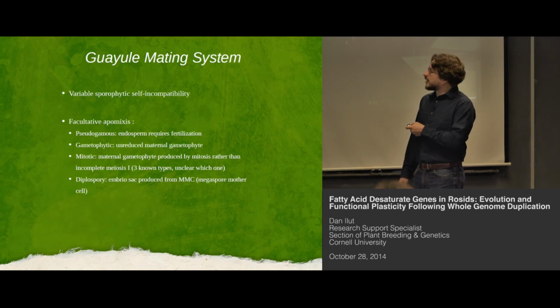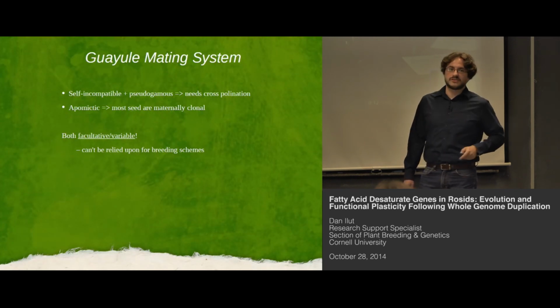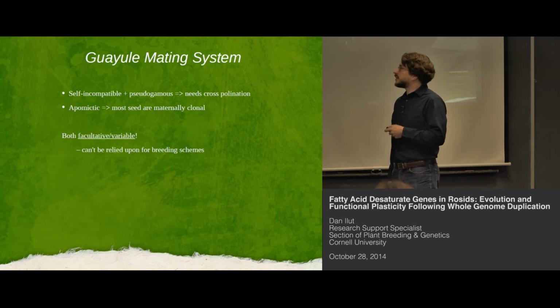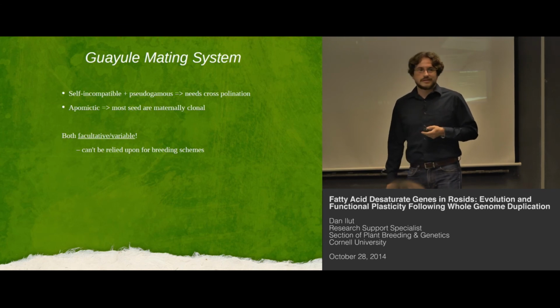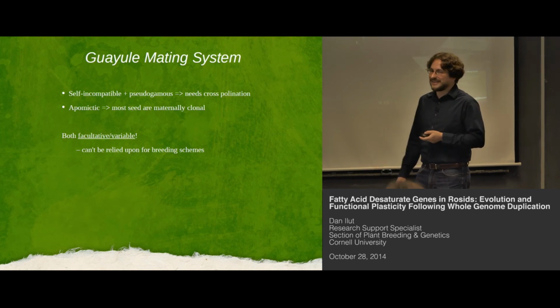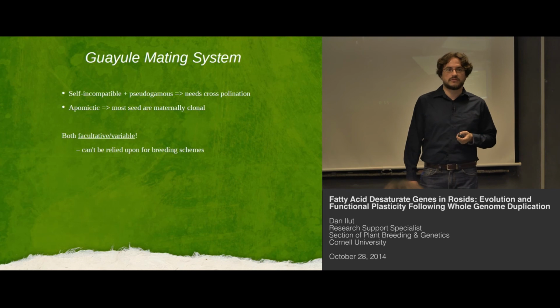But to summarize the take-home from the facultative apomixis and self-incompatibility, we have this problem. It needs cross-pollination to set maternally clonal seed. It needs pollination to set viable seed because the endosperm needs to be pollinated. But in most cases, the genotype of the progeny is maternally clonal. So, I'm sure every breeder in the room is shaking their head right now at that. And moreover, both of them are facultative or variable, so they can't be relied upon for breeding schemes.